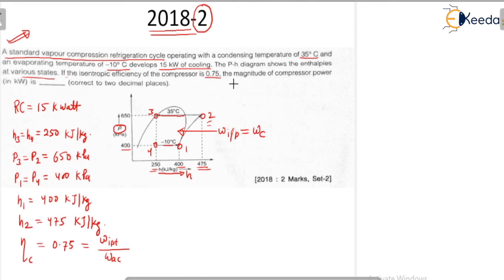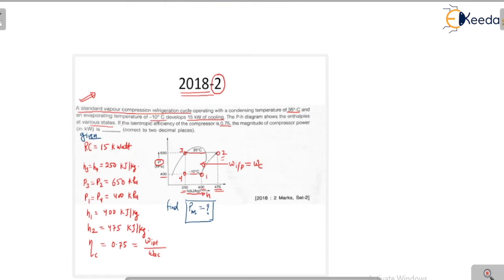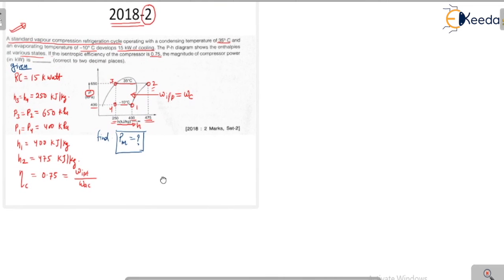And after that, you have to find the magnitude of compressor power in kilowatt. For this question, you have to find the power magnitude for your compressor. This will be your given data. After that, now let's proceed with the solution. Very good. So these are your given values, and after that you have to proceed with the solution.